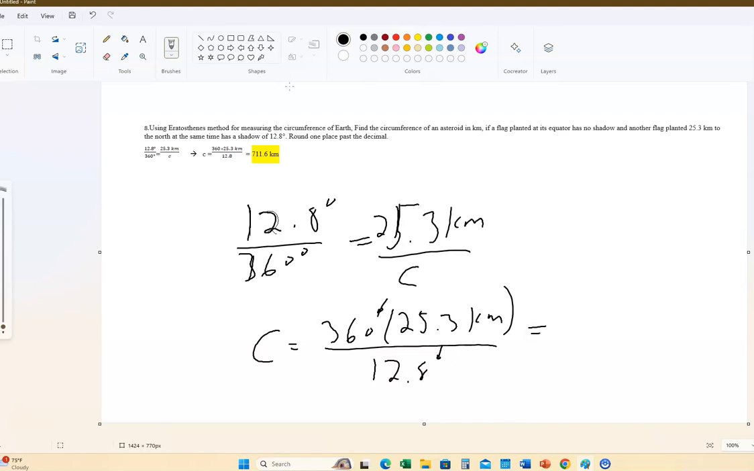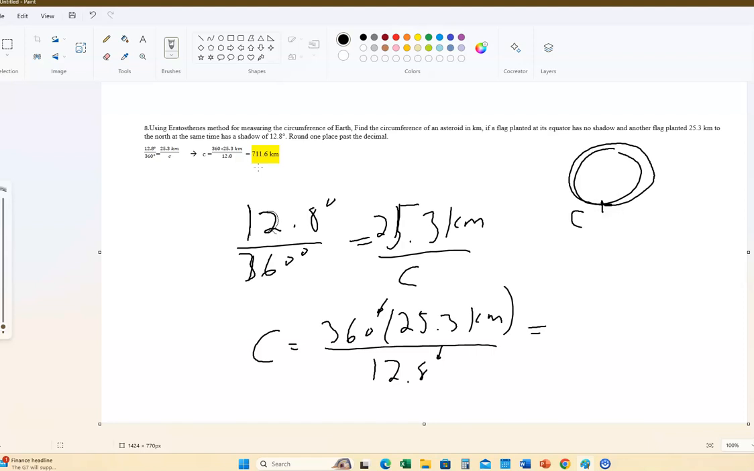When you do this, it turns out to be 700-something. That's the circumference of this world, which is like an asteroid. Just to remind you, the circumference is like if you picked a point right here, the distance to go all the way around.